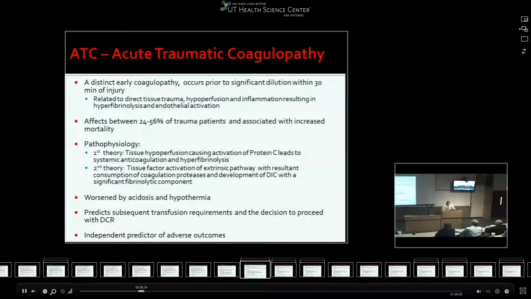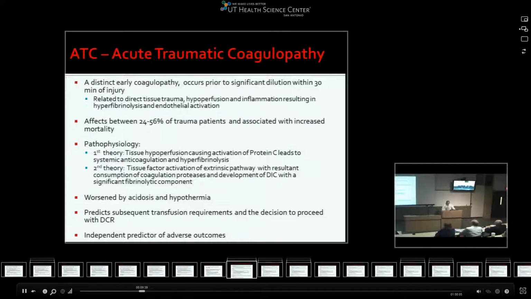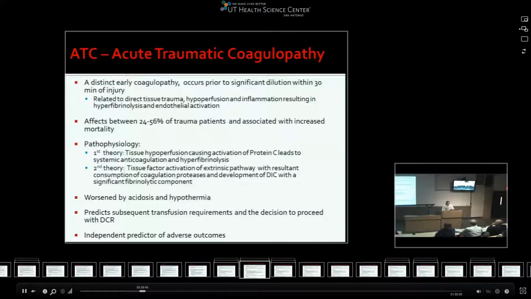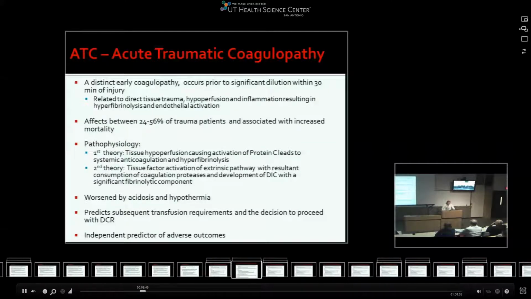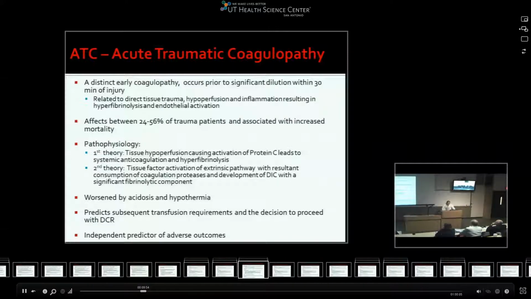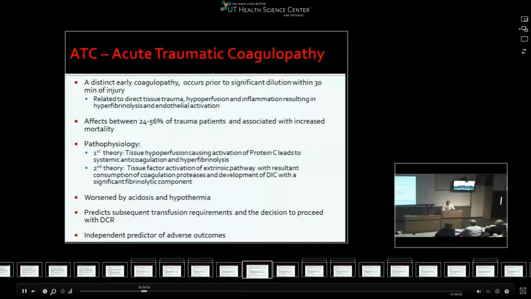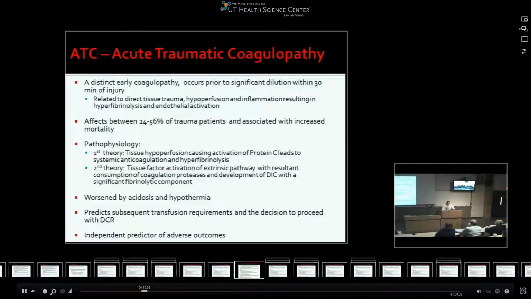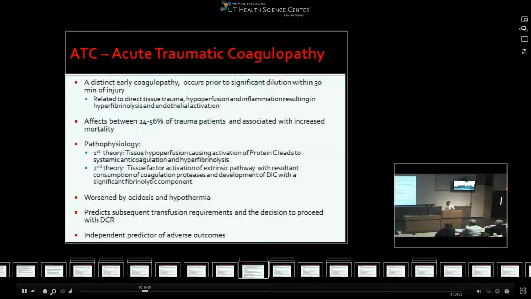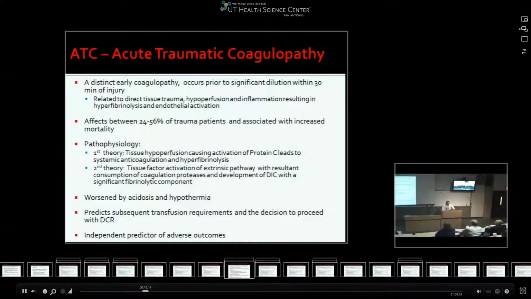Traditionally, the thought was that coagulopathy occurs late in the resuscitation, but recently it has been recognized that a lot of patients already arrive in the emergency room coagulopathic. So in the literature, the term now most often used is acute traumatic coagulopathy, which is a distinct early coagulopathy that occurs prior to significant dilution, within 30 minutes of injury. It's thought to be related to direct tissue trauma, hypoperfusion, and inflammation resulting in hyperfibrinolysis and endothelial activation. It can affect up to 24 to 56% of trauma patients and is associated with an increased risk of mortality. The pathophysiology is not completely understood yet.